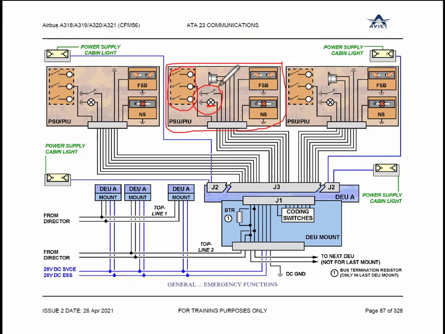Your loudspeaker is connected. Fasten seat belt, illuminated. No smoking, illuminated. Got it? So these are all input and output. They are connected at the PSU, passenger service unit. These are the functions we have.